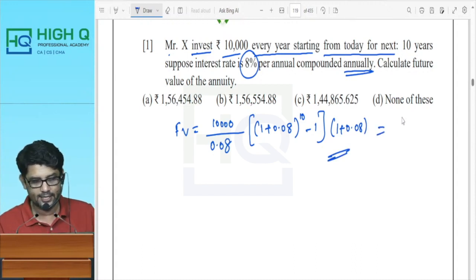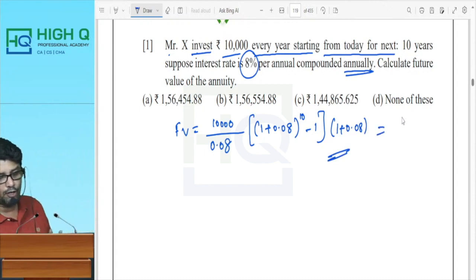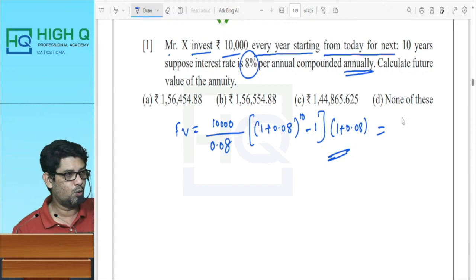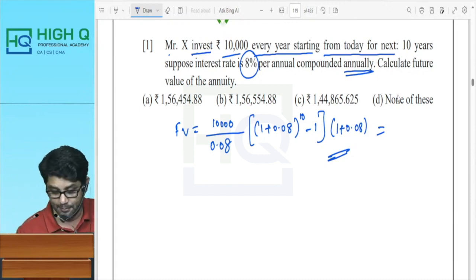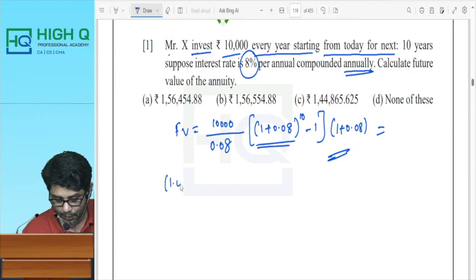Yeah. Now next step we are going to write the answer. All of you listen here. Take your calculator. Just do what I'm saying. First calculate this: 1.08 whole power 10.